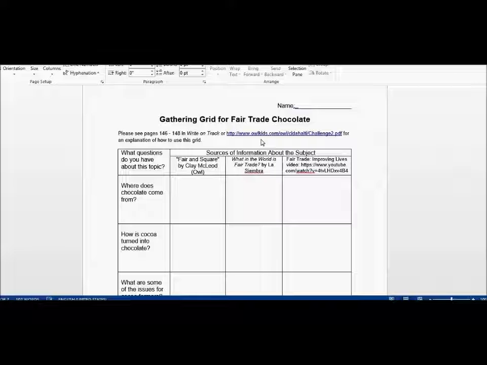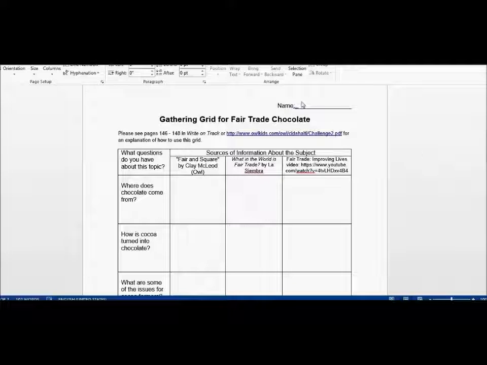So the basic idea of a gathering grid is that when you are researching a topic, you are going to use questions in order to set your mind and your efforts in the direction of gathering the information. And over here, you're going to have several different sources of information about the subject or the topic that you are researching, where you are going to look for the answers to your questions.